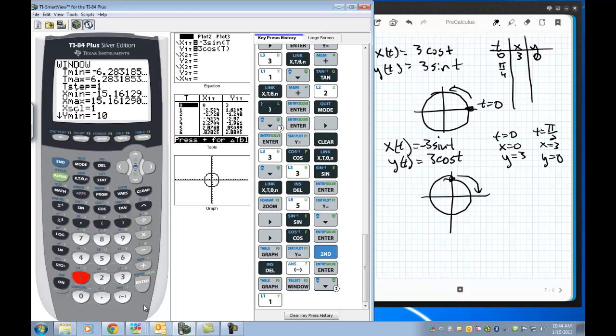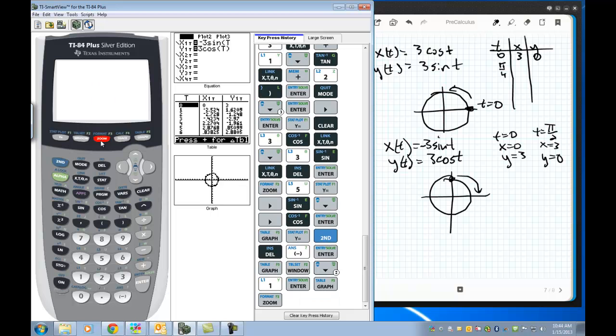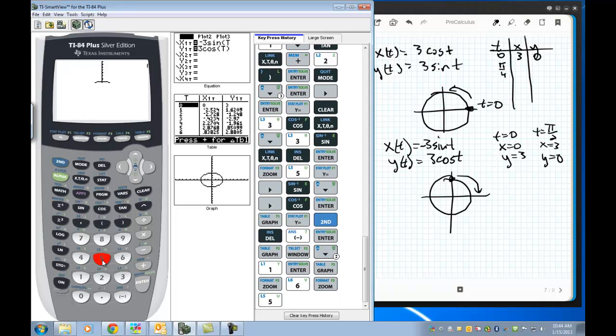All right? And I hit enter. Watch what it does. See, look at that. You can already see it. Now, the reason is that the t-step, oh God, that's awful, isn't it? When in doubt, go back to zoom standard. In other words, reset all your settings and then tweak your zoom to a zoom box to make it pretty.